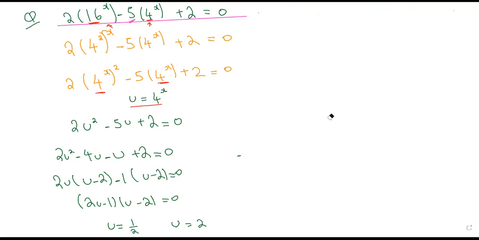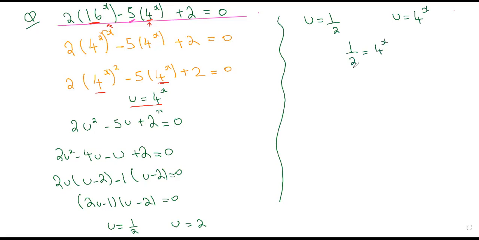Okay, so we have solved the quadratic equation and we got two values of u. So let's use these values of u in order to find x. So u is 1 by 2. So we know that u equals 4 to the power x. So I can write it as 1 by 2 equals 4 to the power x. Again, this is the smallest number. I need to write down every number as a base of 2. So I will take this 2 to the numerator and it would become 2 to the power minus 1.